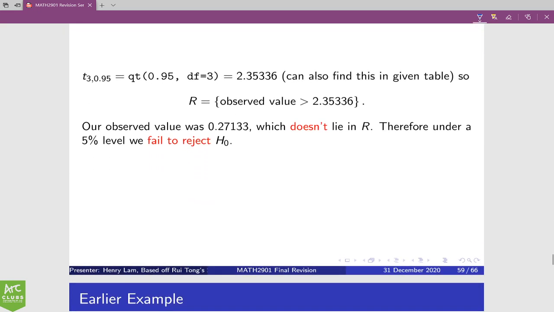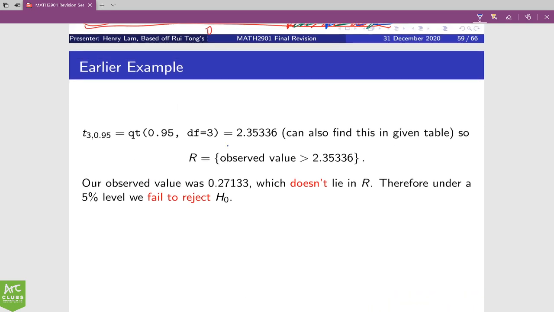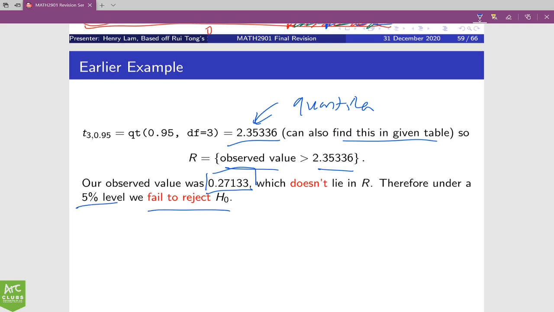And so we just go through this, and we find the actual quantile. You can use R, or you can use a given table, right? With the given table, just look at the percentiles and figure out from there. And then we compare our observed value to this region value. Our observed value was actually this thing from the previous example, calculated. And clearly this does not lie in R because it's not bigger than 2.35336. Hence, we fail to reject the null hypothesis under a 5% acceptance level.